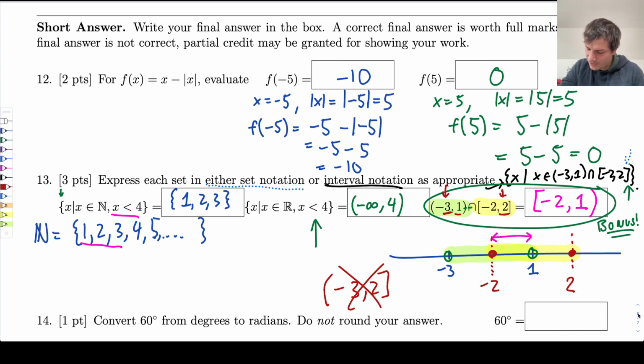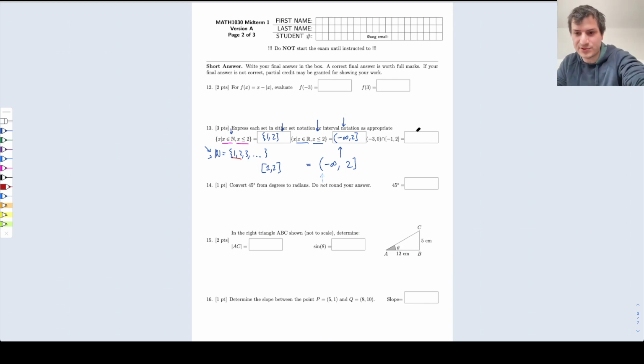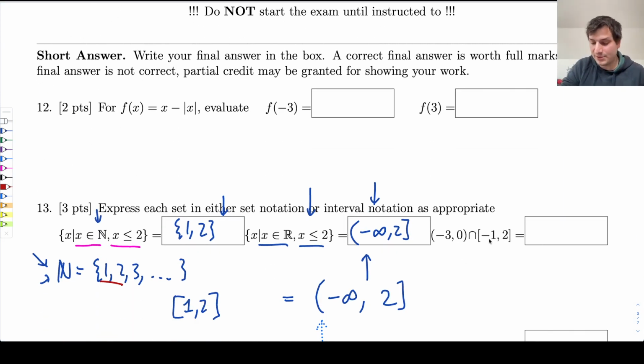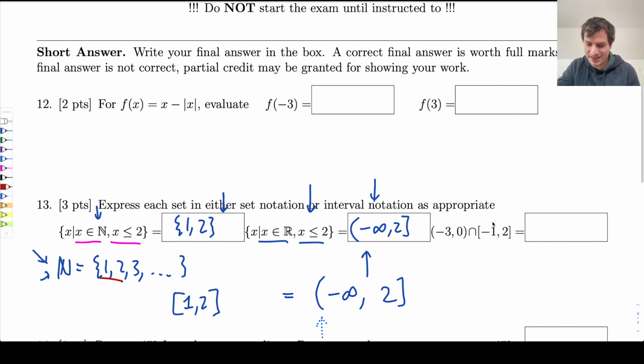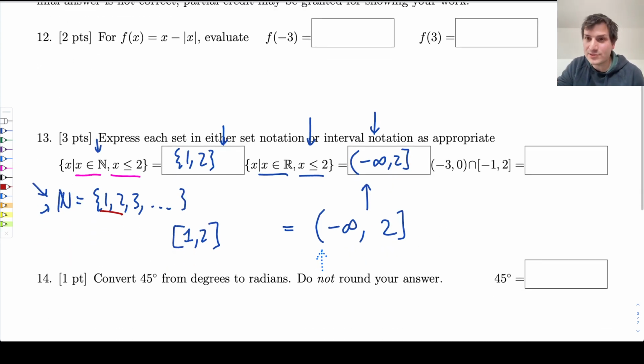And I think the other version of the exam was almost the same thing. The numbers were slightly different. It was minus 3 to 0, intersect minus 1 to 2. Same idea, draw a number line, look at where they overlap, and you'll get the answer. I won't do it again. So if you want to see the answer written, look at the posted answers. Okay, that was question 13.